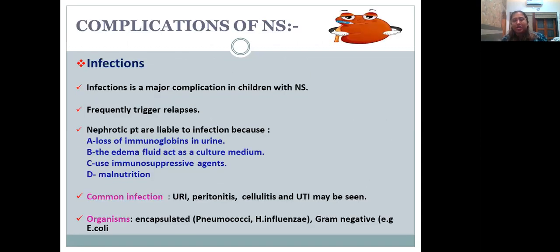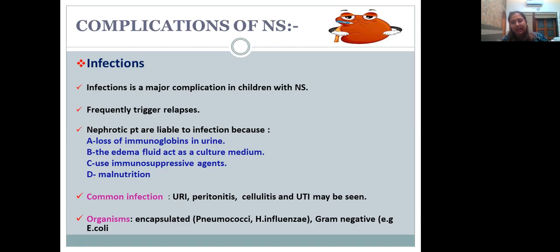Now coming to the complications of nephrotic syndrome. Since there is long-term immunosuppressant therapy at play here, the first and foremost complication is infections. Infection is a major complication. It frequently triggers the relapses also. It's a vicious cycle. Nephrotic patients are liable to infection because there is loss of all the immunoglobulins in the urine, loss of albumin, edema fluid, which acts as the culture medium, use of immunosuppressive agents, and also malnutrition.